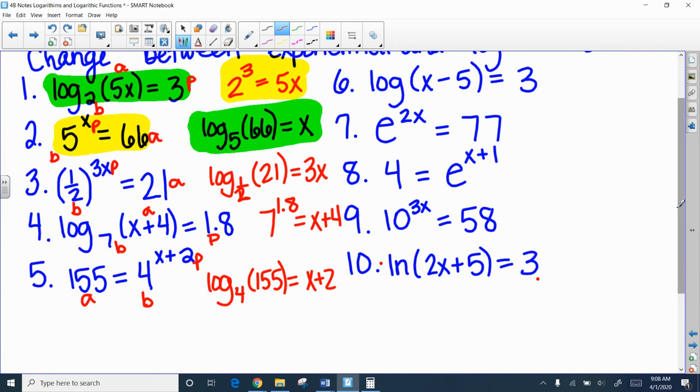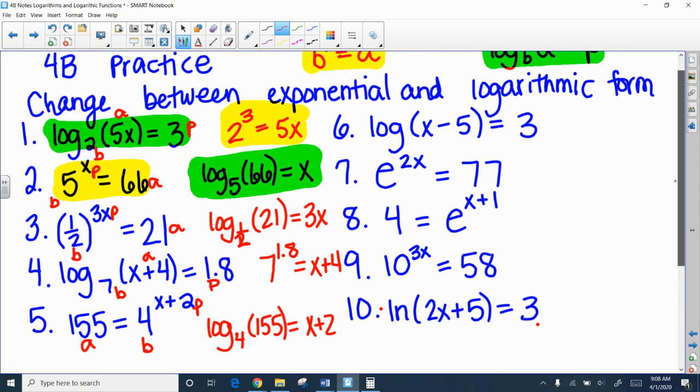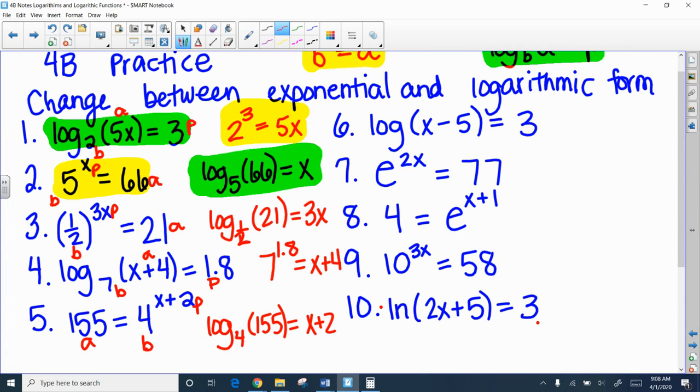So those ones are just changing between the two forms. And we're doing the same things on this other side as well, 6, 7, 8, 9, and 10. However, these all either have bases of 10 or bases of e. So these are our special logarithms, either the common logarithm or the natural logarithm.